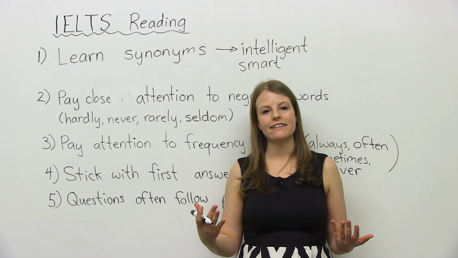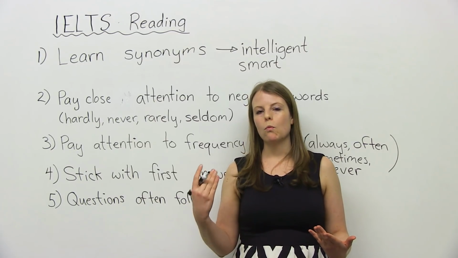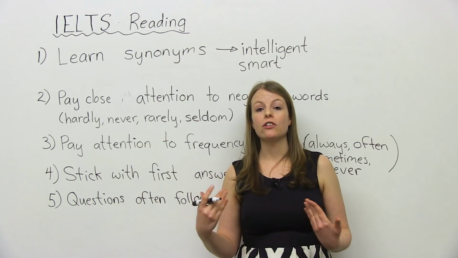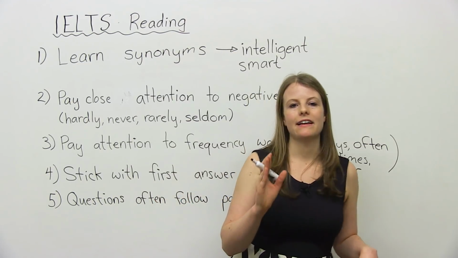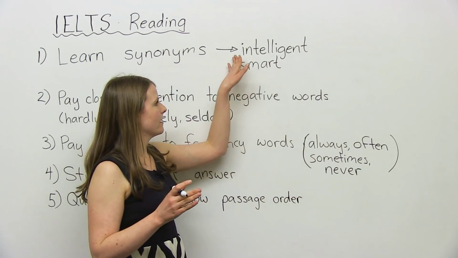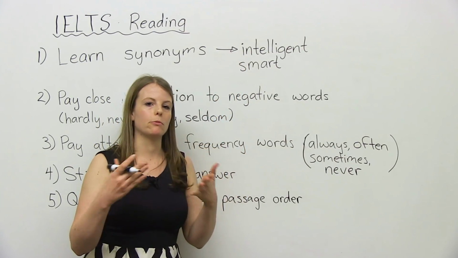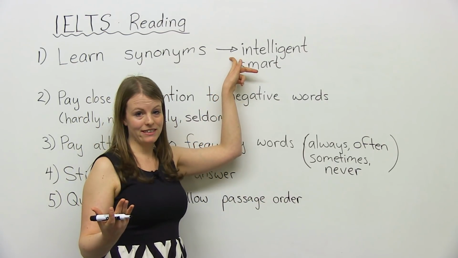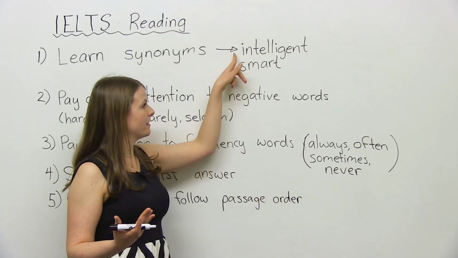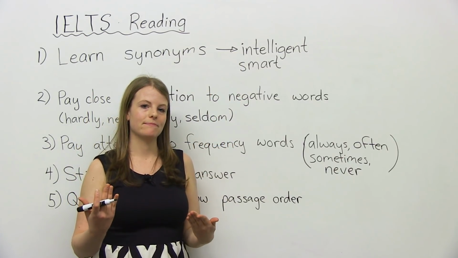When you're practicing doing the IELTS, when you're preparing for the IELTS, one way to prepare is to start learning synonyms. Now, what's a synonym? A synonym is a copy of another word, where the meanings are the same, but the words are different. So, an example, intelligent and smart. These are synonyms. They have the same meaning, but they're different words.